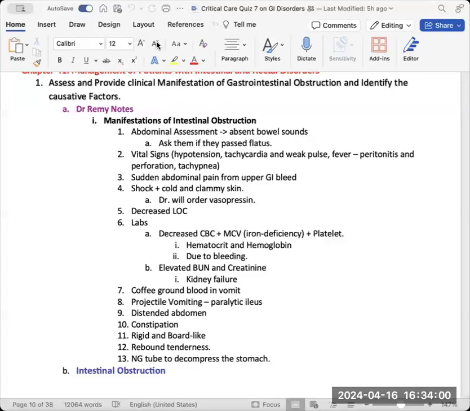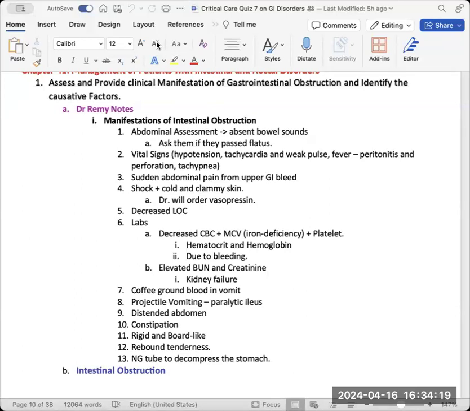They could have a decreased level of consciousness. Their labs are going to also say different things, right? A decreased CBC, MCV for iron deficiency and platelets. That could show, hey, this patient's bleeding, right? Especially if they have a low hematocrit and hemoglobin.